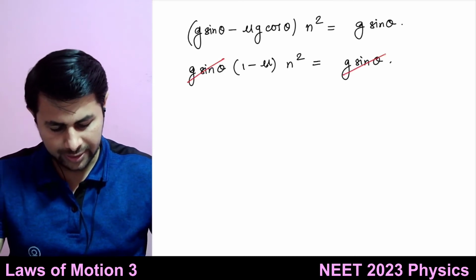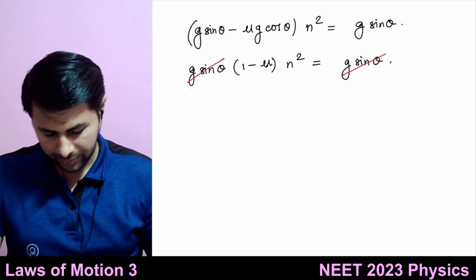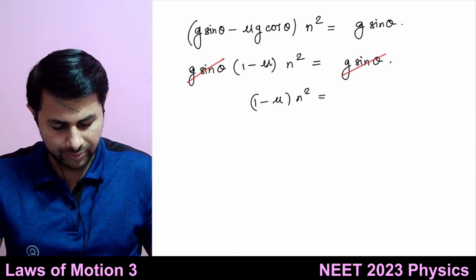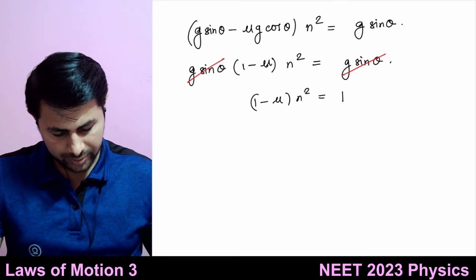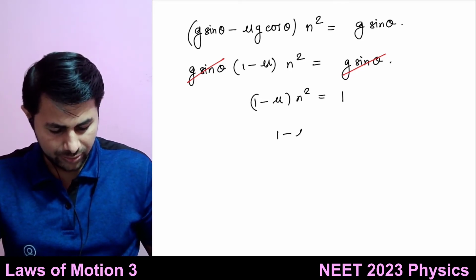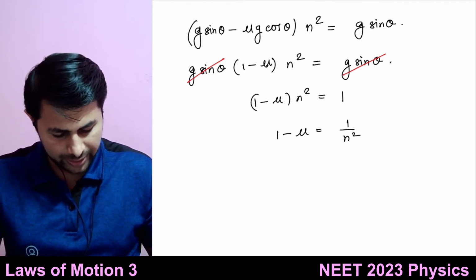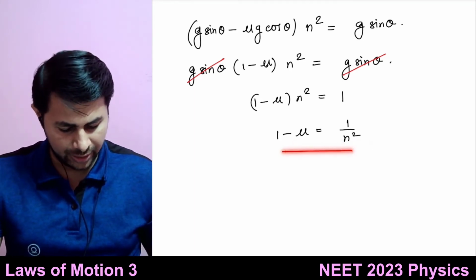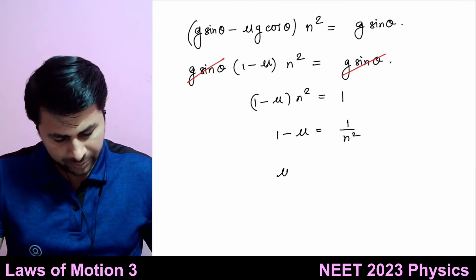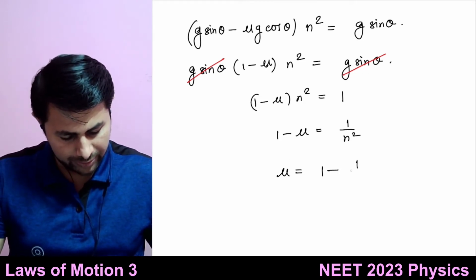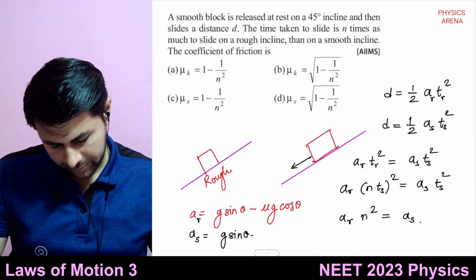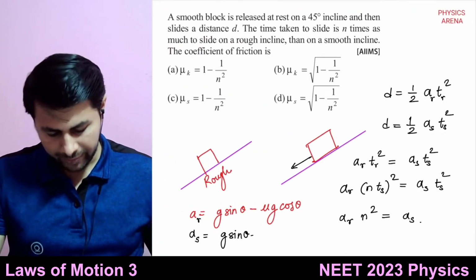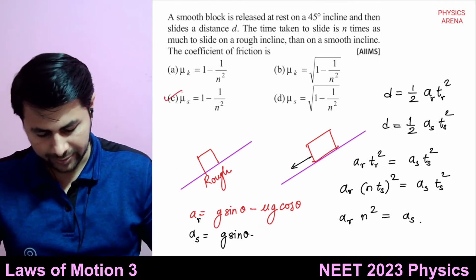So g sin theta and g sin theta will get cancelled. So 1 minus mu multiplied by n square is equal to 1. Take n square on the other side: 1 minus mu is equal to 1 upon n square. Then take mu on the right hand side and this on the left hand side. So you get mu equals 1 minus 1 upon n square, or n square minus 1 upon n square. This is the answer. Option C.